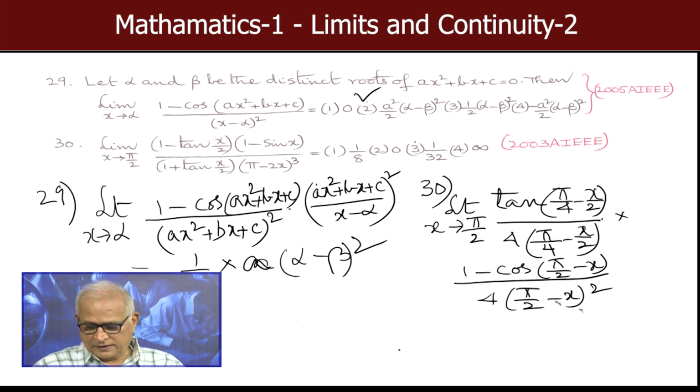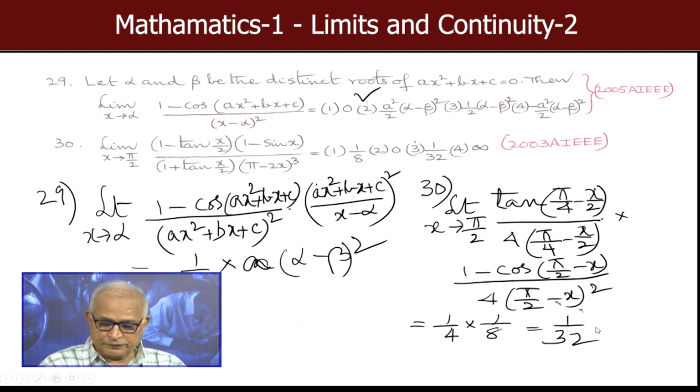Whole square means this. Now, the limit of tan theta by theta, theta tends to 0 when x tends to pi by 2, theta, pi by 4 minus x by 2, also tends to 0, which is 1. So, this is 1 by 4 into 1 minus cos theta by theta square, whether pi by 4 minus x by 2 or pi by 2 minus x, both tend to 0 as x tends to pi by 2. So, 1 minus cos theta by theta square, whose limit is half. So, 1 by 8, which is therefore equal to 1 by 32, which is the third option. Okay.